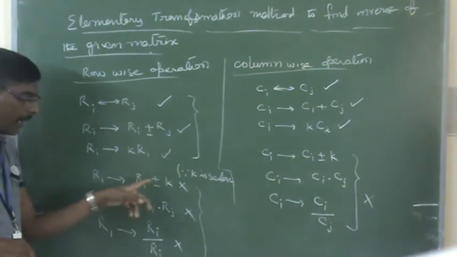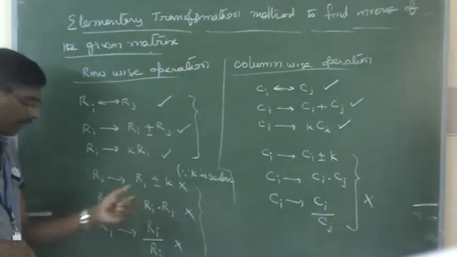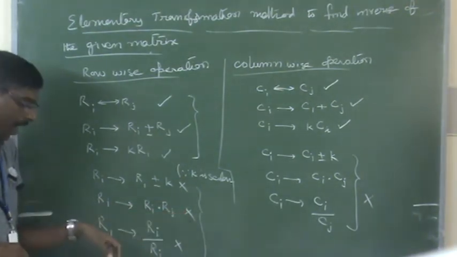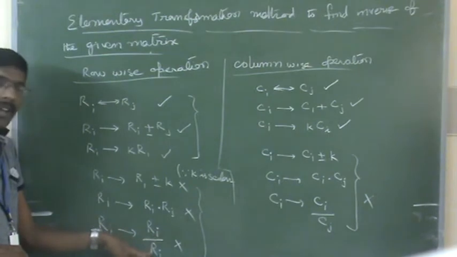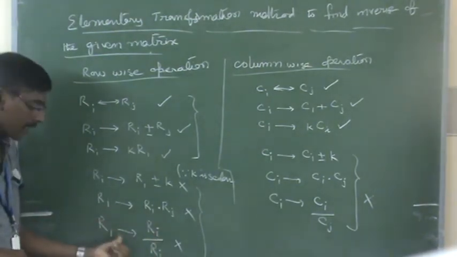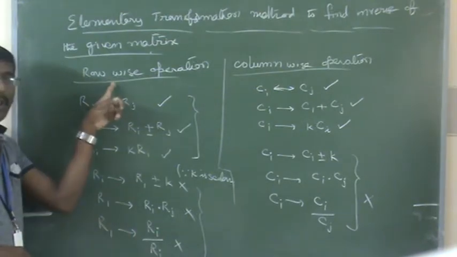Ri tends to Ri plus or minus some constant does not exist. Ri tends to Ri into Rj does not exist. Ri tends to Ri divided by Rj does not exist. Multiplication of two rows and division of two rows do not exist in the case of row wise operation.